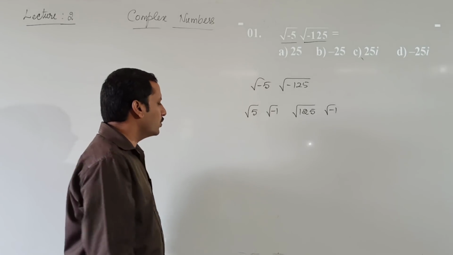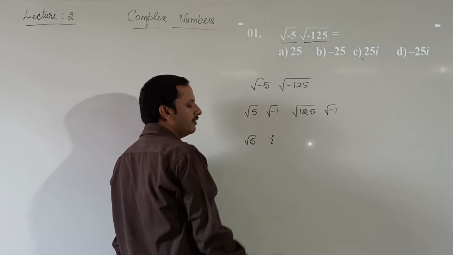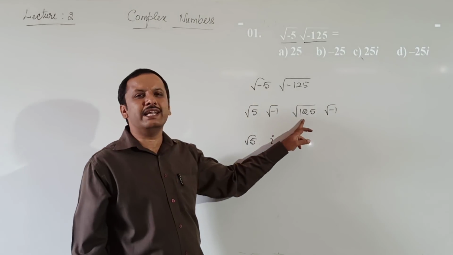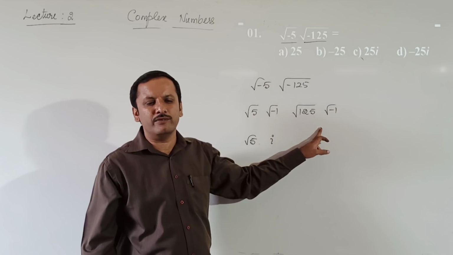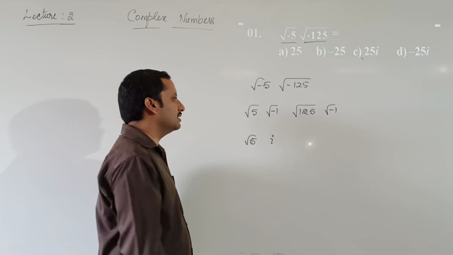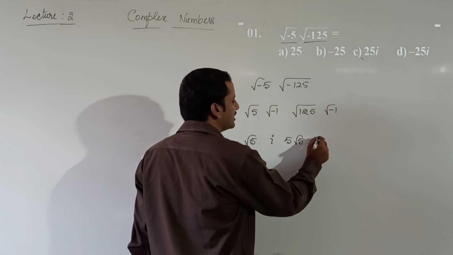Okay? Now, root 5 I will write as root 5 only. Root of minus 1, we know that is i. Root of 125 I am writing as 25 into 5. In that I will take the 25 out of this root, that will be 5. So 5 into root of minus 1 is i.